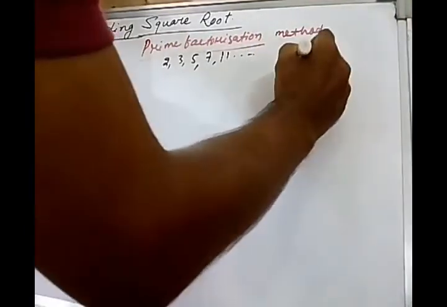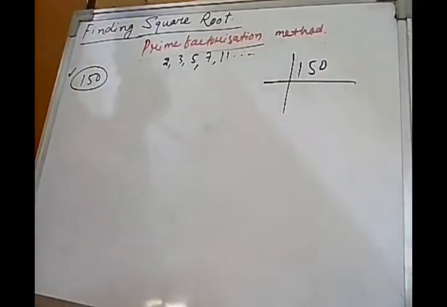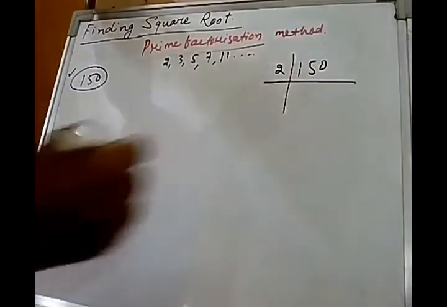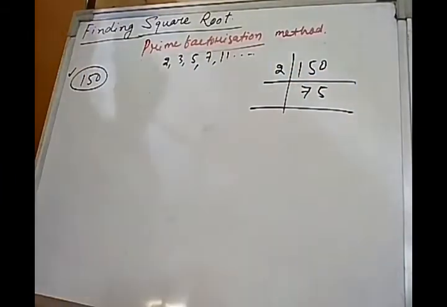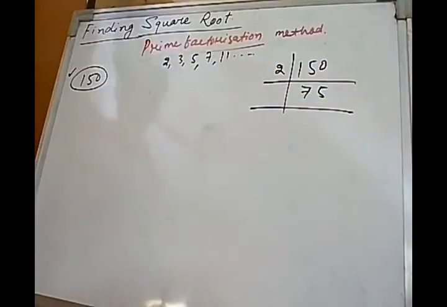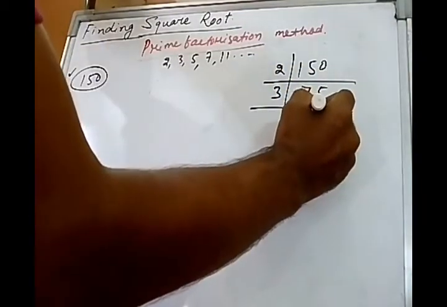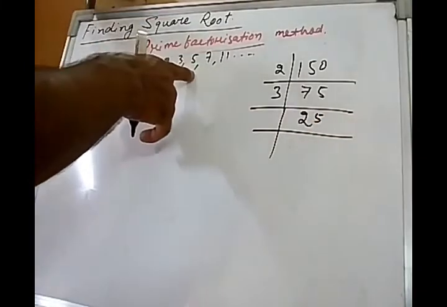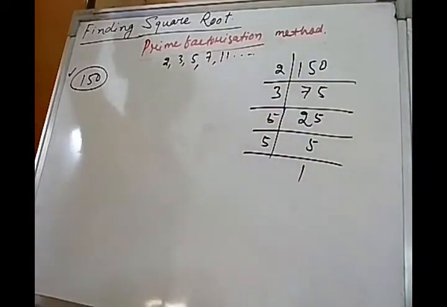So for that, first we will prime factorize 150. Looking inside, it is a product of prime numbers. So first you have to take 2: 2 7s are 14, so 2 5s are 10. Now 75 is not divisible by 2, so we can check, is it divisible by 3? 7 plus 5 is 12, 12 is divisible by 3, therefore 75 is also divisible by 3. So 3 2s are 6, then 3 5s are 15. Now 25 is not divisible by 2 or 3, so we will divide by 5. 5 5s are 25. Now 5 is divisible by 5 only.